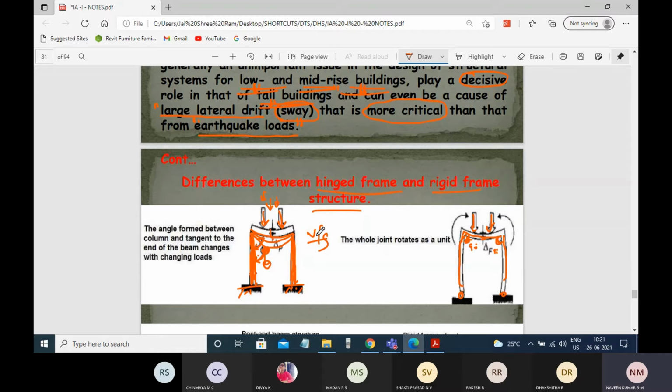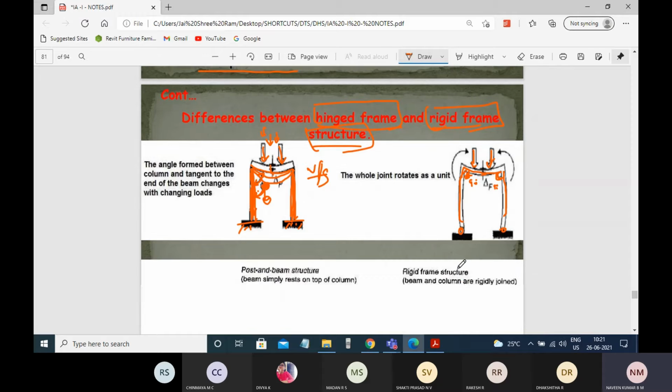Here we are showcasing the difference between the hinge frame and rigid frame. In the case of the rigid frame, the angle between the two members is maintained uniformly, whereas in the hinge frame it will be varying. Understood? In this case the column is also bending because of the hinge support.